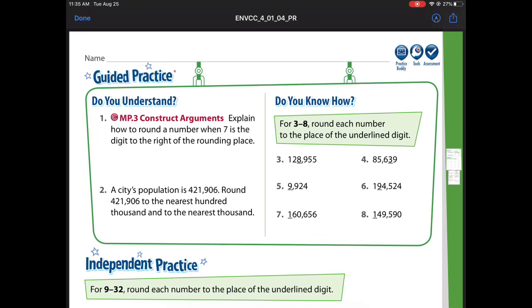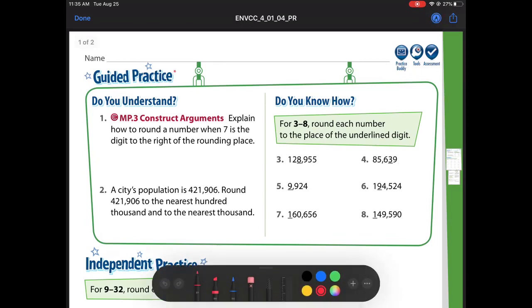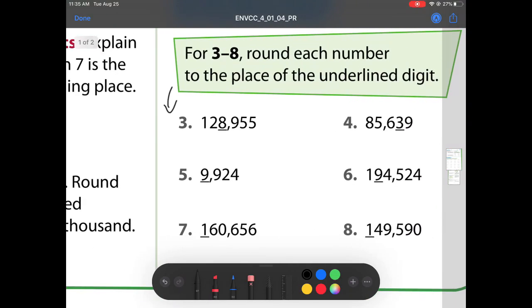So here's our first one. We're actually going to do this a little bit out of order. We're not going to do 1 and 2 first. We're actually going to start with number 3 first. So here, we're going to round each number to the place of the underlined digit. So what's it asking us to do? It's asking us to look at this digit right here, and we're going to be rounding that place value.